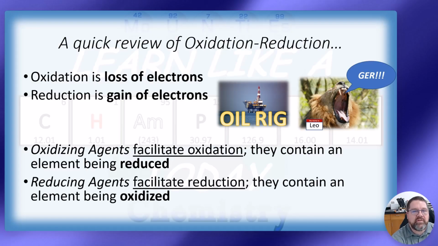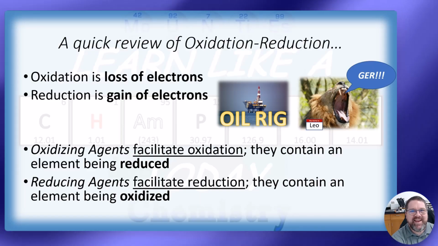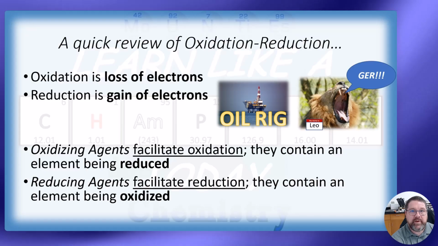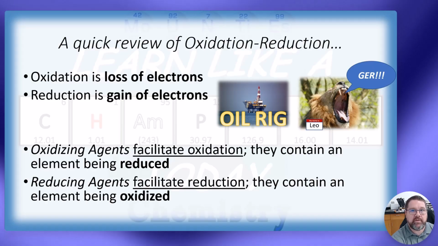And so the same is true. A reducing agent is going to be that species which contains the element that it itself is being oxidized, because that element being oxidized is facilitating the reduction of another species.